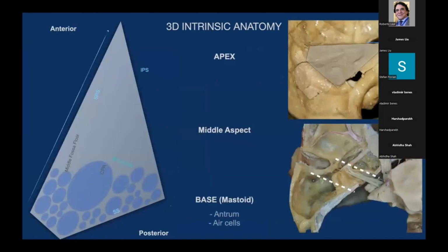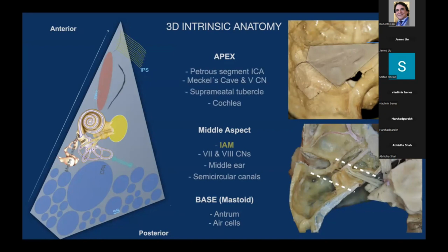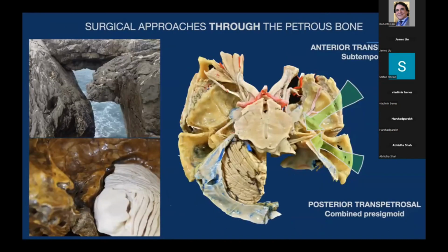Finally, this is what we have been mentioning. We have a posterior part, which is mainly related to the mastoidectomy and posterior petrosectomy, mainly filled by mastoid cells and the mastoid antrum, which gives us access to the middle ear and the labyrinth, internal acoustic meatus and cochlea. And finally, in the most anterior part, what we call the petrous apex, we have important aspects of the carotid. We have the petrous segment and the cavernous segment of the internal carotid artery, and also Meckel's cave with the fifth nerve, as we already discussed.